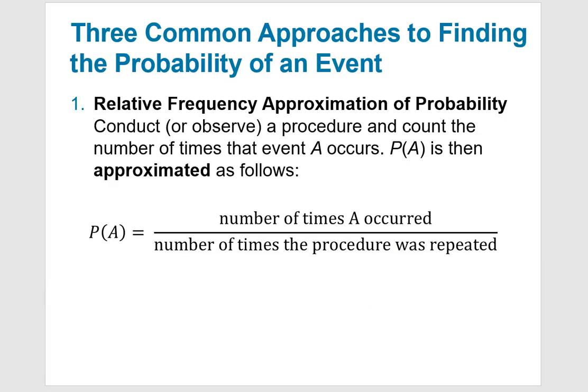The first is called the relative frequency approximation. This is where you conduct an experiment or procedure, and then you just count the number of times that the event that you are looking for happened. So the probability of A would just be the number of times it happened over the number of times that you did that procedure. Pretty straightforward, right? Some people call this experimental probability. Depends on the book that you use.